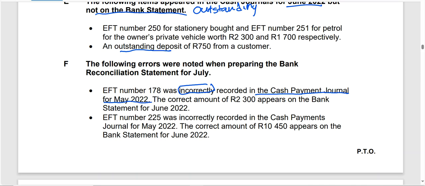So number one, what we must check: it means that the error was done, because they said incorrectly recorded in the cash payment journal. It means that the error was done in our books. So when we do the correction, we are going to do the correction in the books of the business.